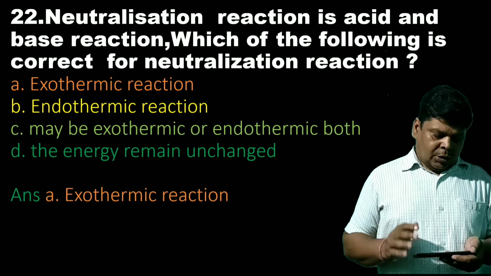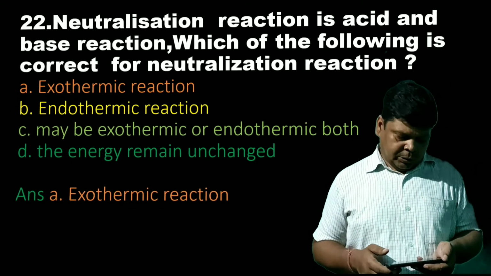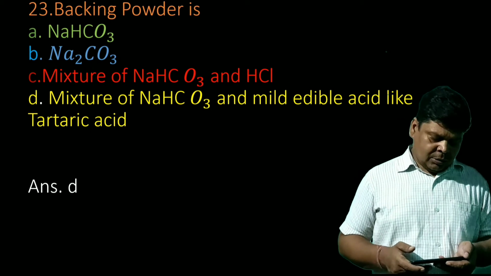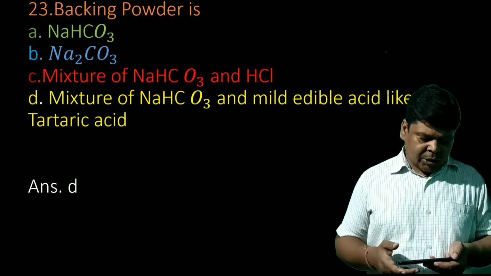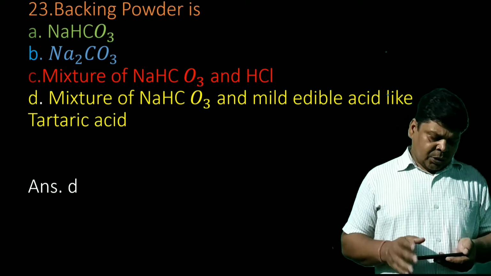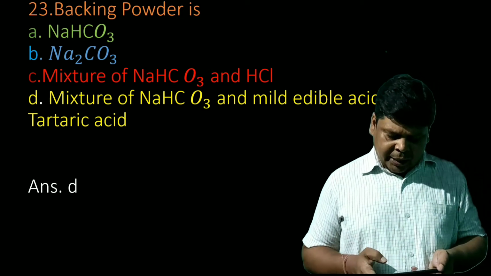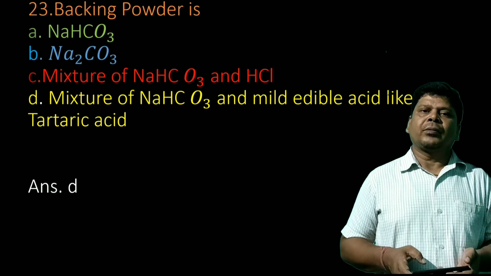Next one is, now question number 23 we are going to discuss related to acid, bases and salts. Baking powder is NaHCO3, Na2CO3, mixture of NaHCO3 and HCl, mixture of NaHCO3 and mild edible acid like tartaric acid. Baking powder is the mixture of sodium bicarbonate and mild edible acid like tartaric acid. D is the correct answer.